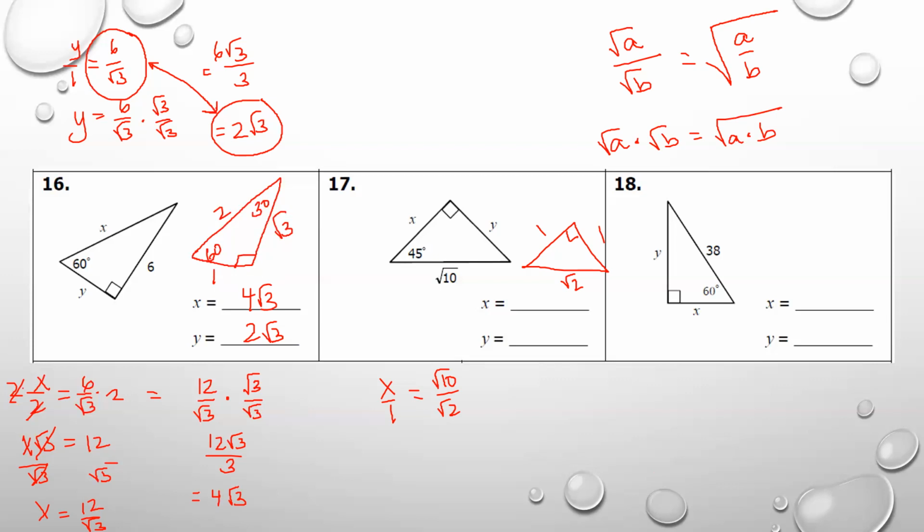And so here, because x is root 10 over root 2, it's really the square root of 10 over 2. And why do I care about that? 10 is divisible by 2. So this is really the square root of 5. And y is the square root of 5 also.